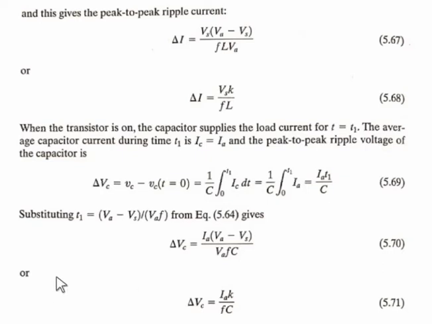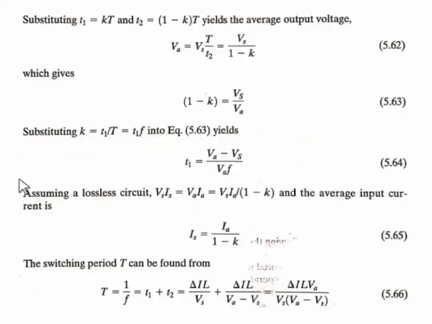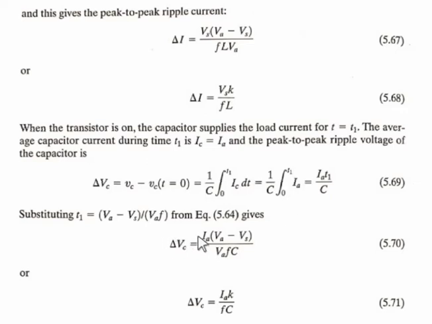By substituting the value of T1 equal to (VA minus Vs) divided by VAF into these equations, delta Vc equal to IA divided by C times T1, with T1 equal to (VA minus Vs) divided by VAF. So delta Vc equal to this. If we further solve this equation, it becomes delta Vc equal to IAK divided by FC.